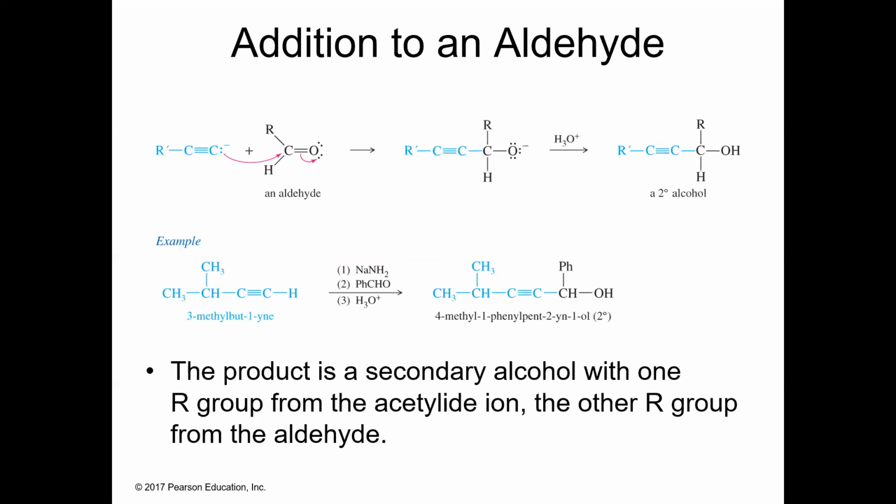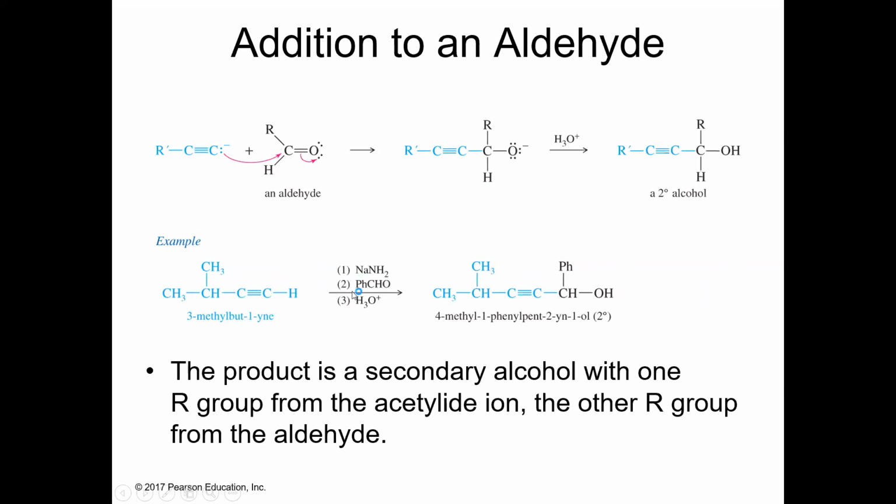You can also do this with an aldehyde, and that produces a secondary acetylenic alcohol. It's secondary because this carbon is directly bonded to 2 other carbons and a hydrogen. So here's a specific example. We start out with 3-methylbut-1-yne, and we pull off this hydrogen.